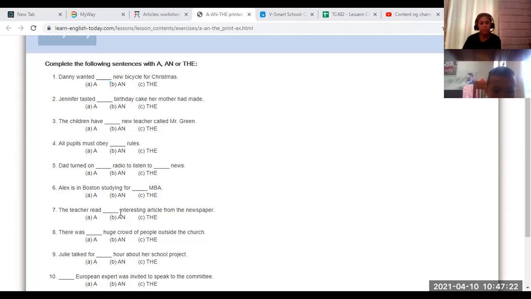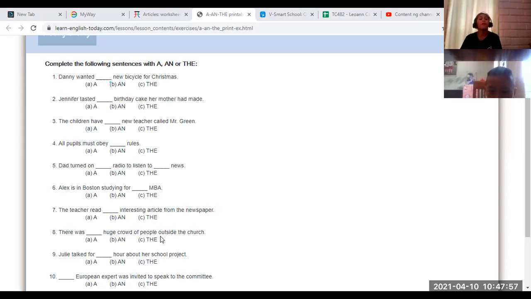There was da. Okay. Number eight is: there was a huge crowd of people. So it means this is not specific. You cannot use "the" because this is a huge crowd of people, so it means many people. You are not talking to one person only. Huge crowd of people, many people. So you will use "a", not "the". Okay? "The" is only for specific.